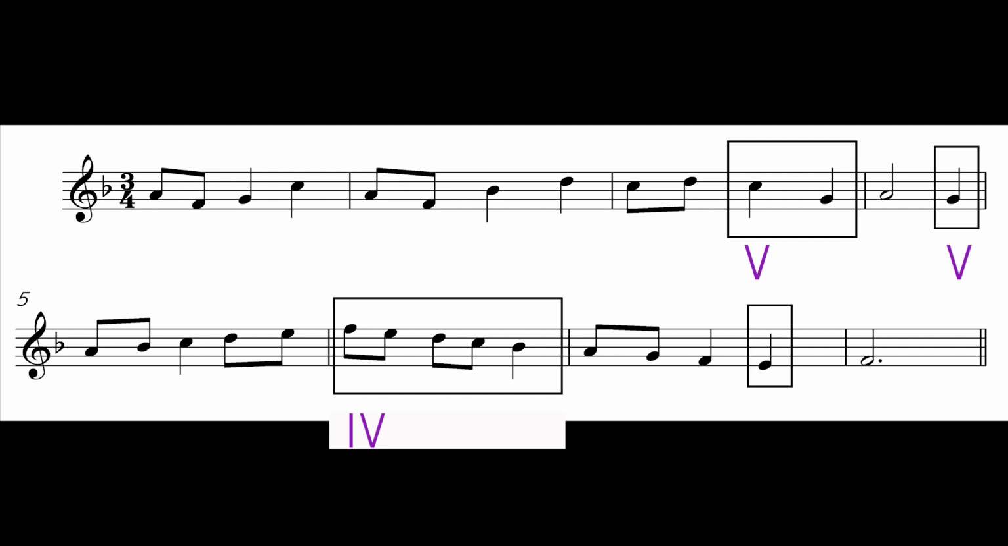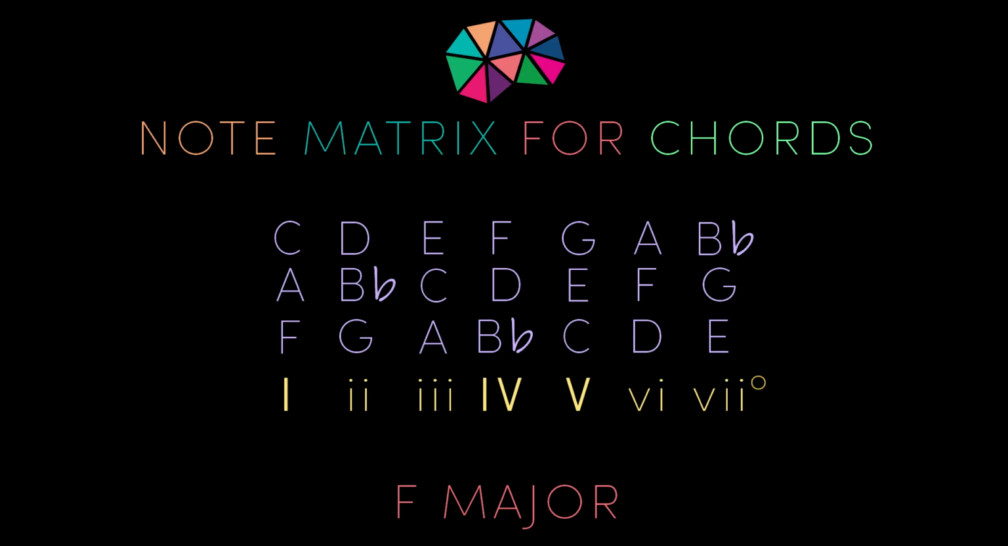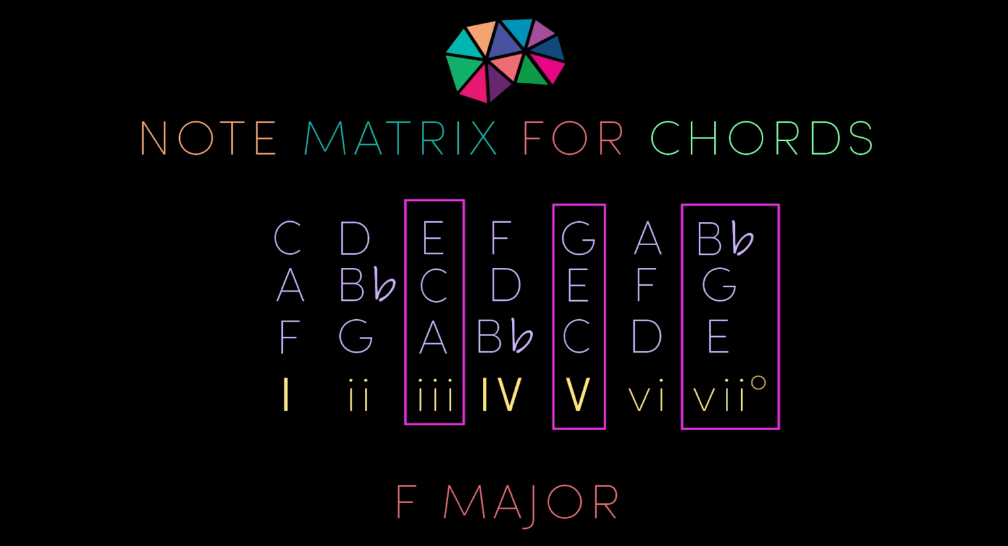The next note that we're needing to harmonize is an E. Once again, we have a single note, which, knowing that that note occurs in 3 chords, we'll probably have 3 options when we look at our matrix. So which chords have an E? We can see we've got chord 3, chord 5, and chord 7.